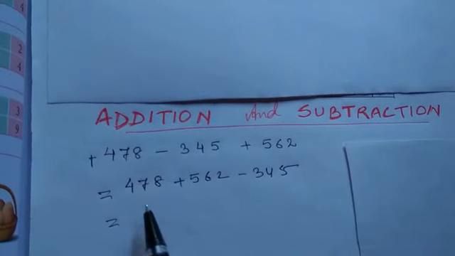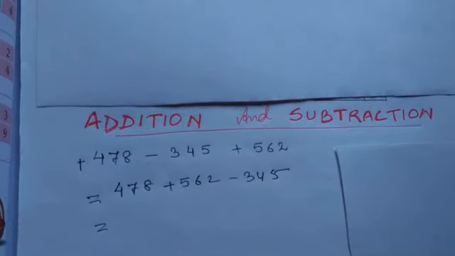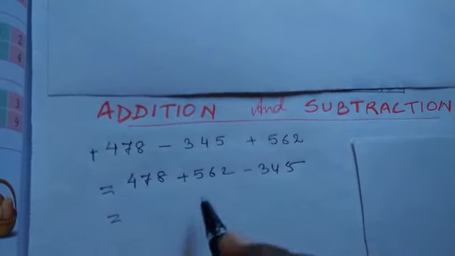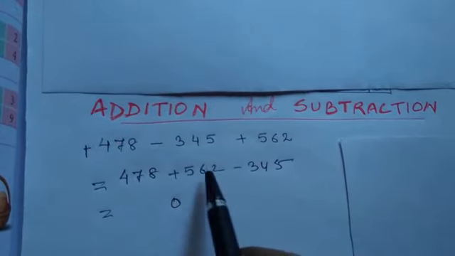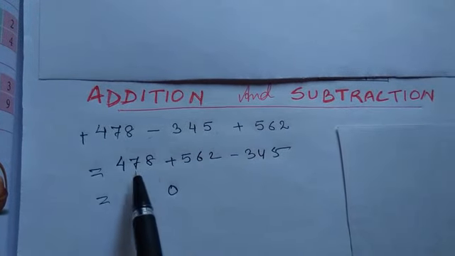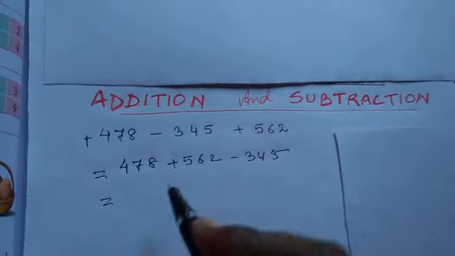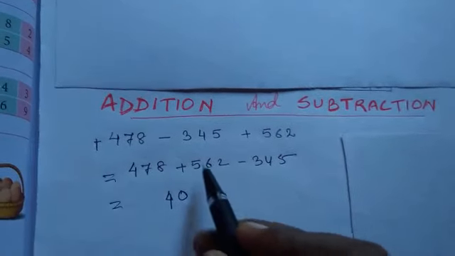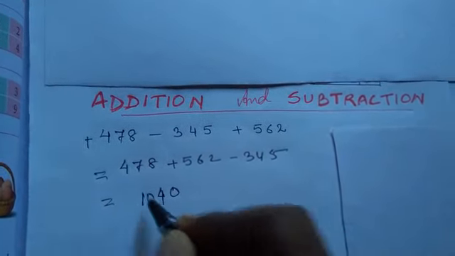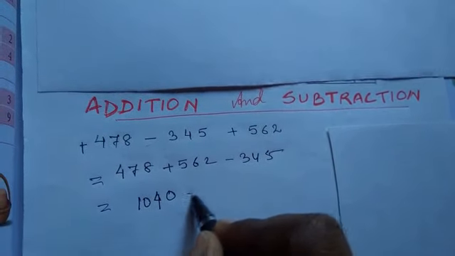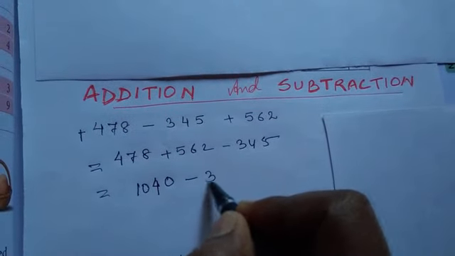Now we are going to add this. You can add along with me. 8 plus 2 is 10, so 0 and 1 is carried over. Then 6 plus 7 is 13, plus 1 is 14, 1 carried over. 4 plus 5 is 9, plus 1 is 10. Now we are going to copy down this number.